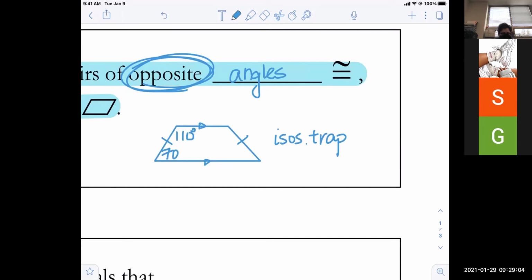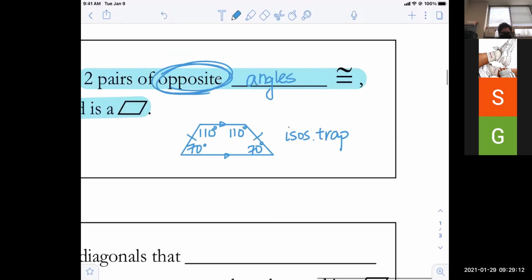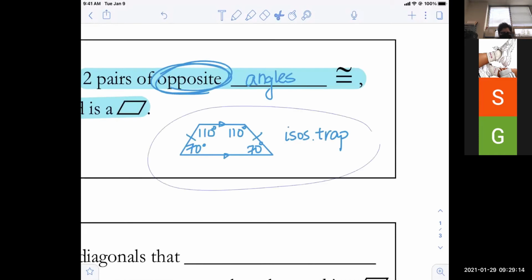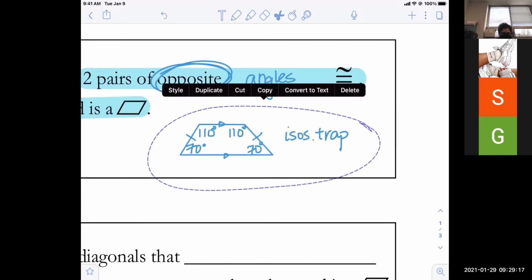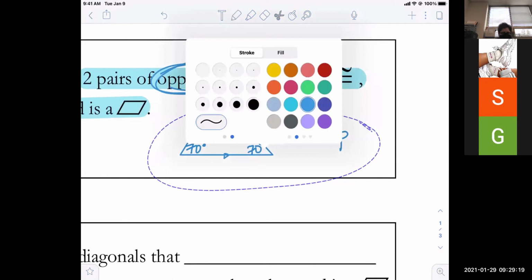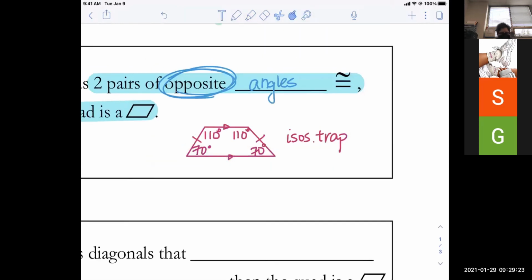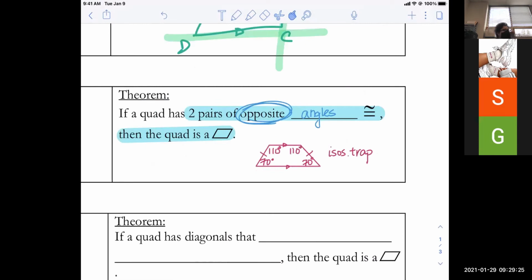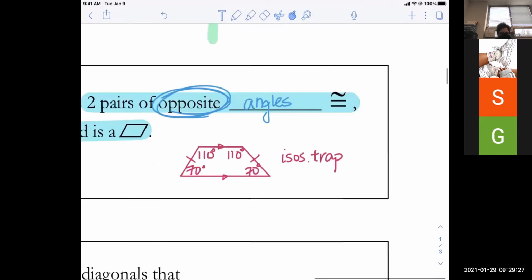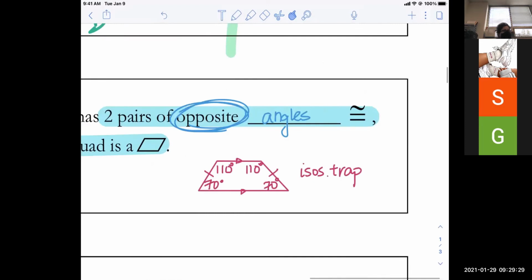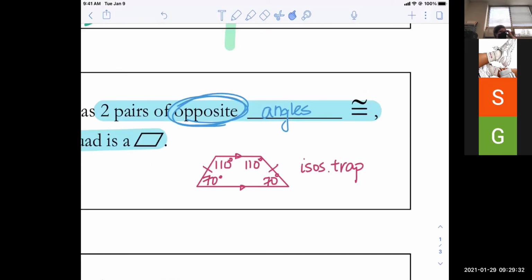Okay, in an isosceles trapezoid, this angle is congruent to the other one to the left of it, and then these two are congruent. So this is a kind of quadrilateral that is not a parallelogram. Okay, it is not a parallelogram. However, it does have two pairs of congruent angles. So you have to be careful that you say two pairs of opposite angles that are congruent.